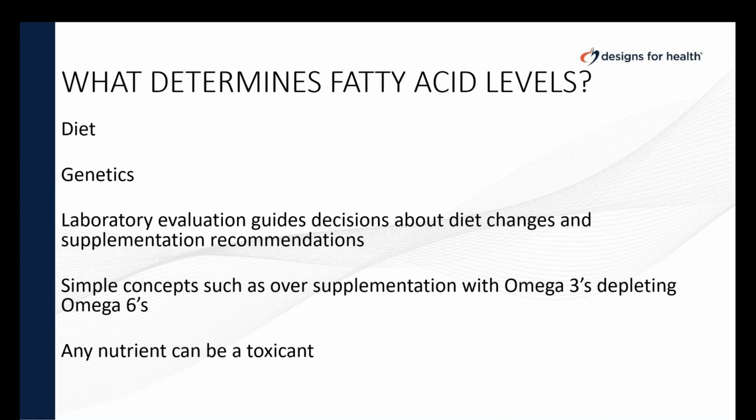Now, as we're about to look at these labs, what are the things that determine the fatty acid levels that we're measuring? Diet is number one. You kind of have to put diet first because that's the first thing that you should try to fix. Genetics is huge though. Those enzymes that we looked at, the delta 6, delta 5 desaturases, all these things, some people have SNPs or genetic flaws in how those enzymes are working. So they don't make fatty acids very well. You can very clearly see that on the lab. And then, as I mentioned a minute ago, over supplementation with omega-3s can deplete omega-6s. And then any nutrient can be a toxicant. You can take too much of anything. That's why we do the labs.